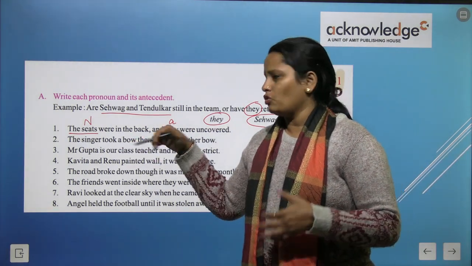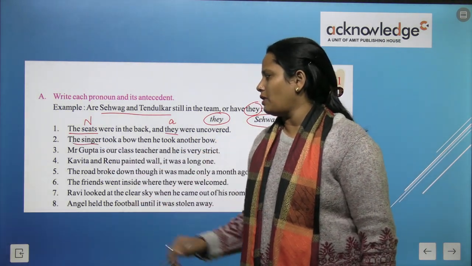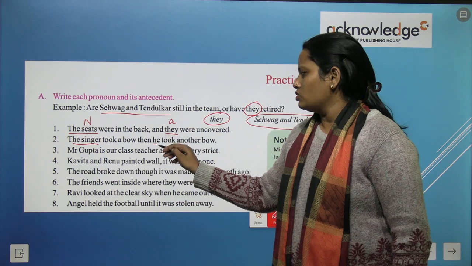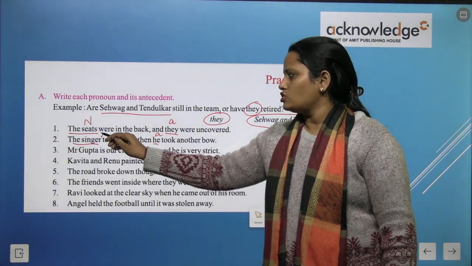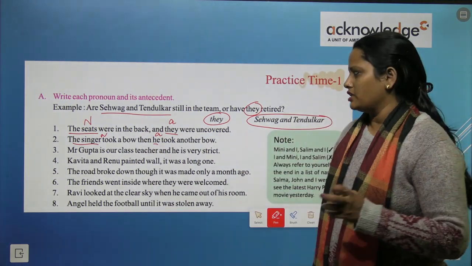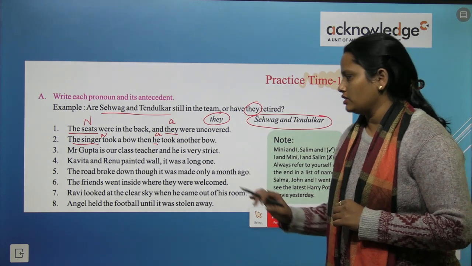अब जो है सिंगर ने बो किया एक बार और फिर से उसने बो किया. अब यहाँ किसकी बात हो रही है? सिंगर की बात हो रही है. और उसने क्या किया? सिंगर की जगह पे क्या एंटीसीडेंट यूज हुआ है? ही. सो these are the answers, children. Like this you have to solve the rest of the questions given here.